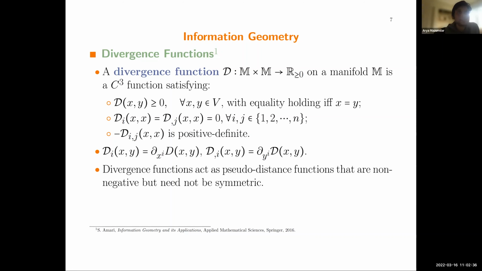Okay. So if you read Amari's book, you'll see that I would say that the case for continuous distributions is not entirely nailed down. I think one has to be careful.